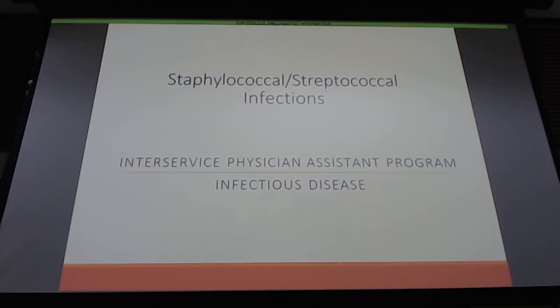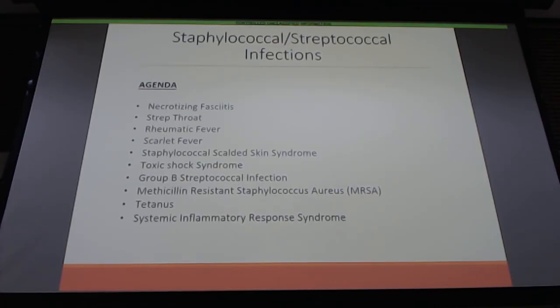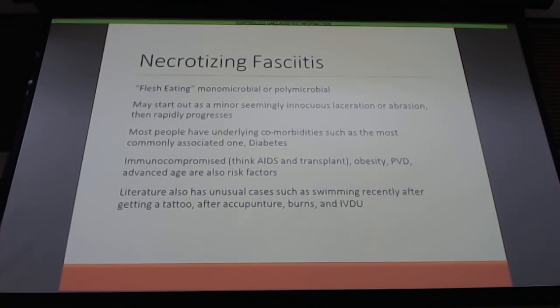Now this slide deck is going to really be mostly about staph and strep infections. Okay. Simple stuff. This is what we're going to talk about: necrotizing fasciitis, strep. A lot of this stuff you kind of sort of know. So necrotizing fasciitis, aka flesh-eating disease. Okay. This can occur either through mono or polymicrobial reasons. This is one of the reasons why this is so rough. Okay? So either one thing can cause it or a whole bunch of things can cause it.